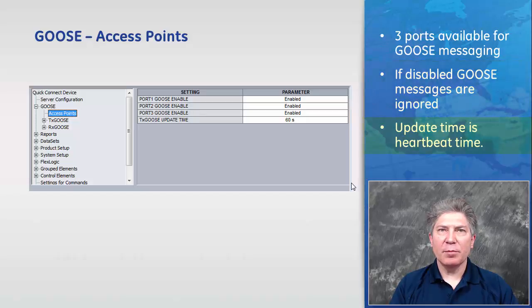The update time, as before, is the time interval between heartbeat messages. And of course, these are the messages that are sent periodically while no events are detected. Now, the setting for this, as per the standard, this time should be half of the time to live parameter that's in the TX Goose, which we'll look at next.